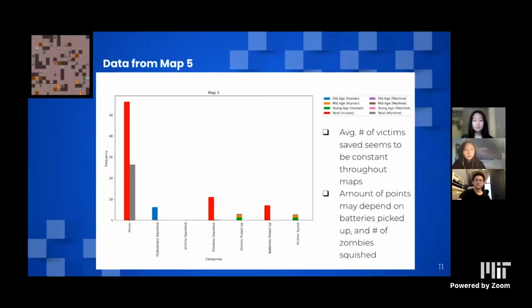The average number of victims saved seems to be constant throughout all 5 maps. The amount of points may depend on the batteries picked up because it allows for more turns to gain more points, as well as the number of zombies being squished. And we also noticed that the AI tends to take a more passive approach than humans.